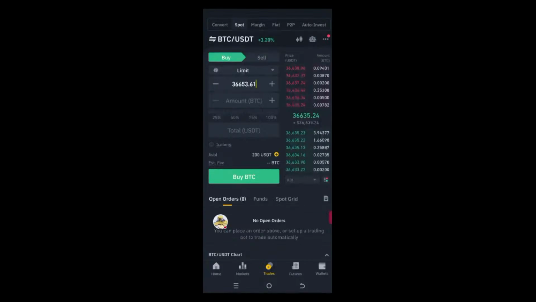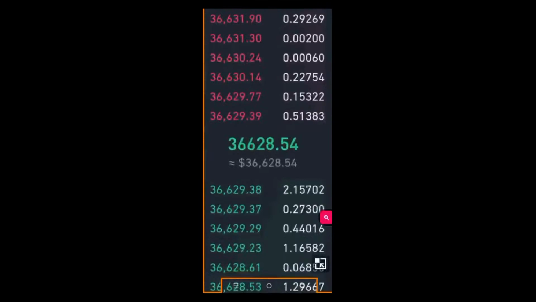Anyway, this is the spot trading section, and of course on the right hand side here we've got the order book, right? This order book is very important.